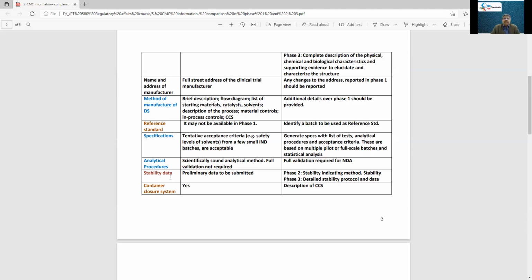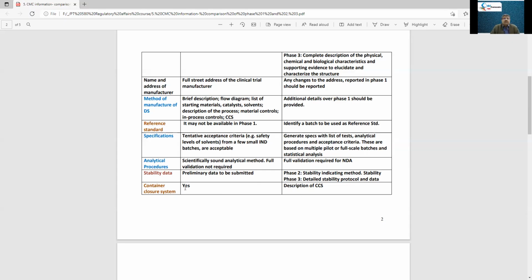Coming over to the stability data, here preliminary data is to be submitted, while in phase 2, stability indicating method-based data need to be provided. And in phase 3, a detailed stability protocol and stability data should be provided. So you can see that there is a gradual progression in the extent of the data, which is included in the CMC section. Here only preliminary data is requested, while here stability indicating method, and in phase 3 there is detailed stability protocol based data that is required.